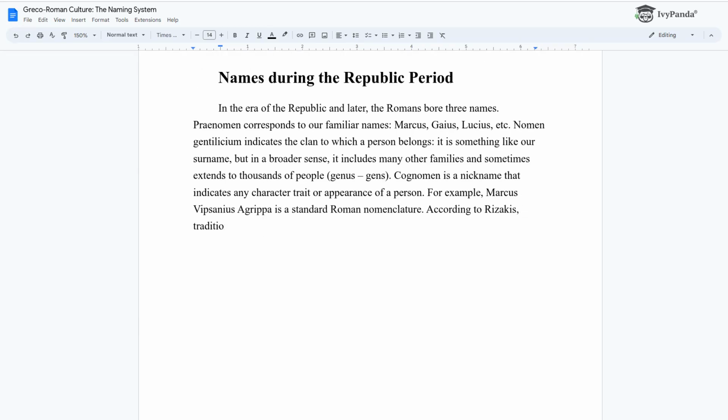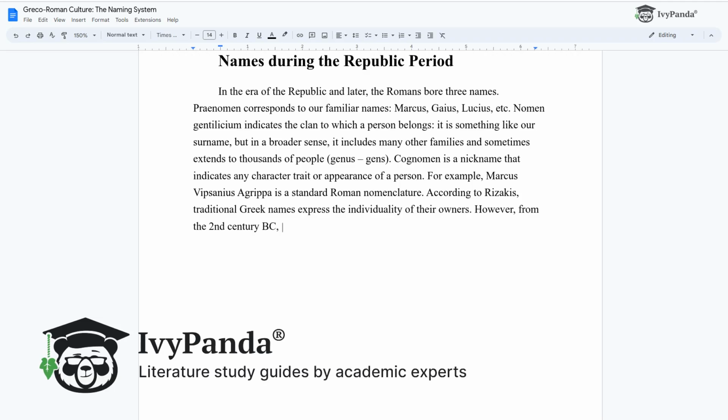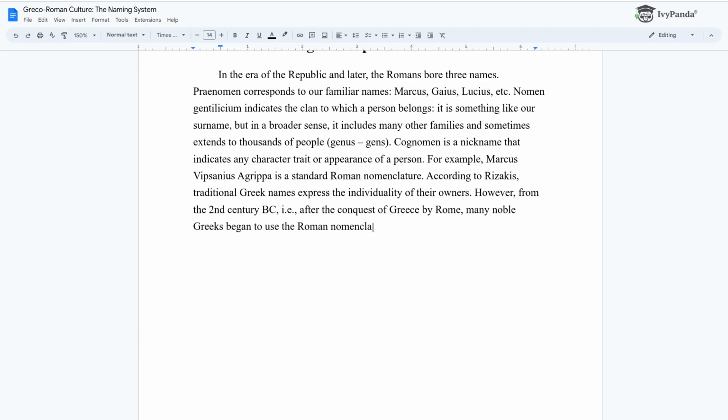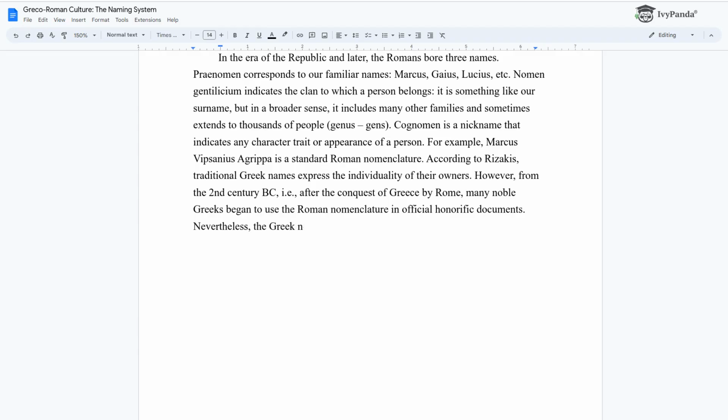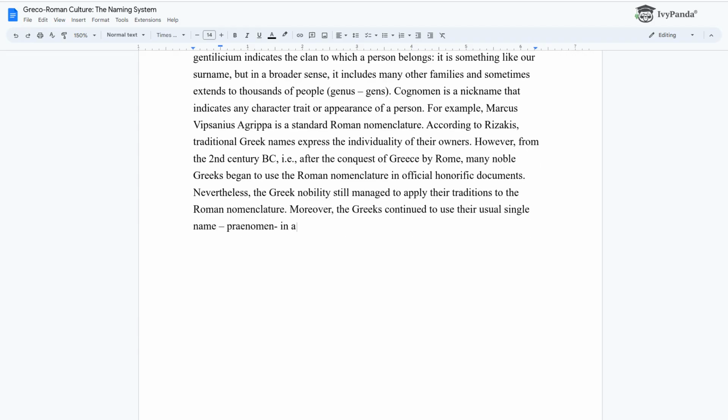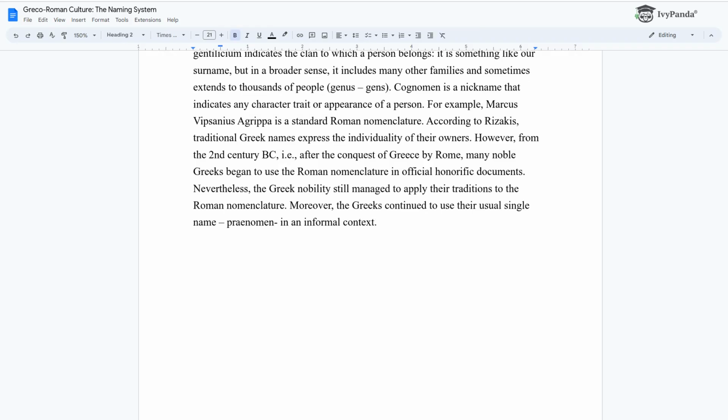According to Rizakis, traditional Greek names express the individuality of their owners. However, from the 2nd century BC, i.e., after the conquest of Greece by Rome, many noble Greeks began to use the Roman nomenclature in official honorific documents. Nevertheless, the Greek nobility still managed to apply their traditions to the Roman nomenclature. Moreover, the Greeks continued to use their usual single name, praenomen, in an informal context.